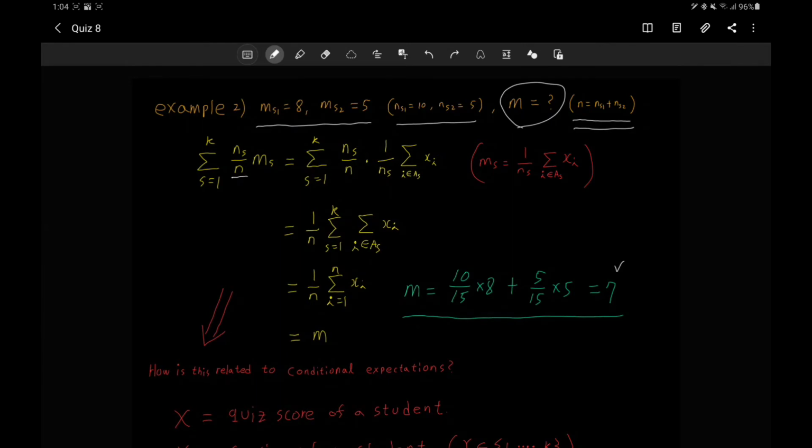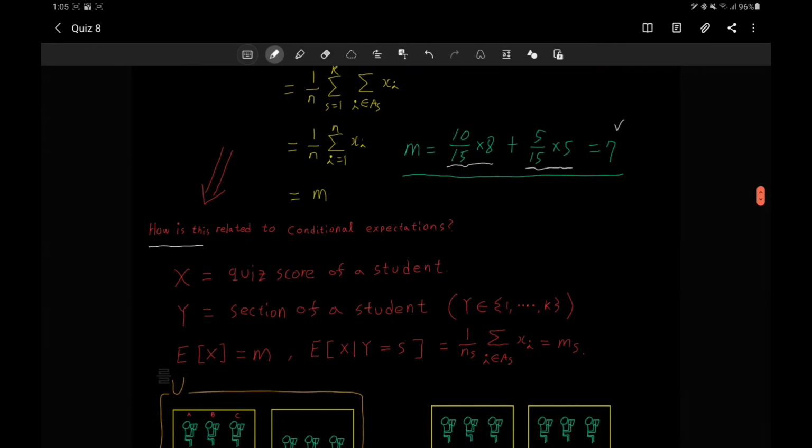Let's take a look at the progress we made so far. What is the meaning of multiplying the average value of each section and the students' ratio? It is defined as the weighted average. The weight is proportional to the number of students in each section and equal to n_S over n. So, how does it relate to conditional expectations?